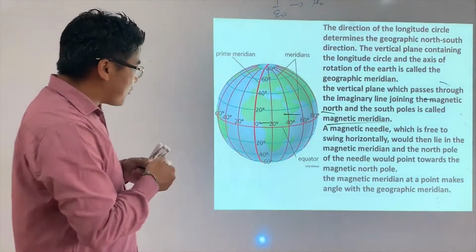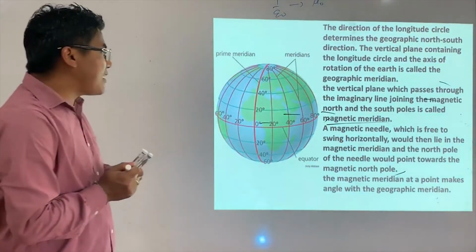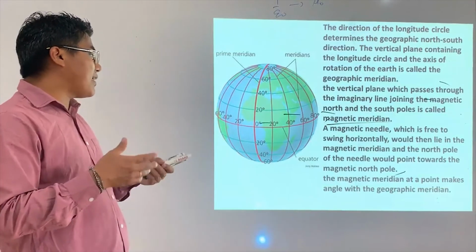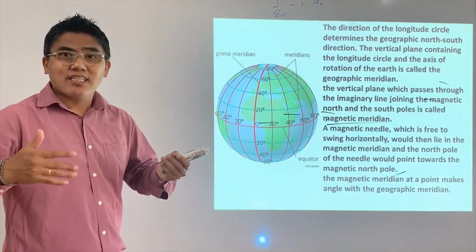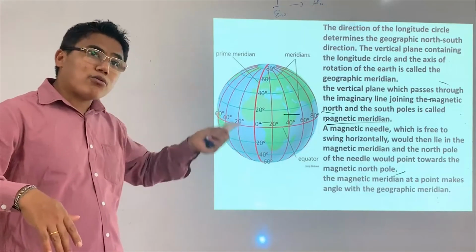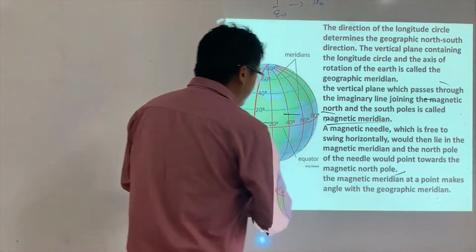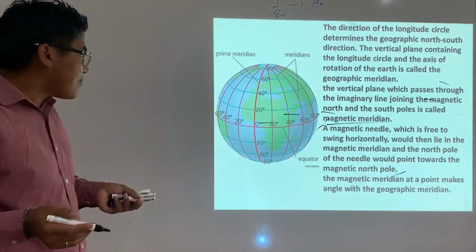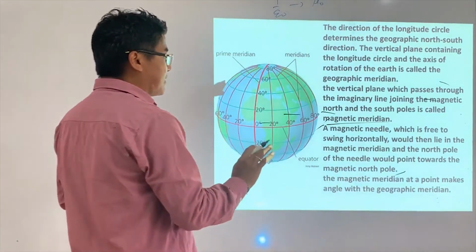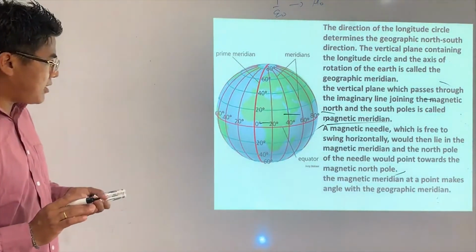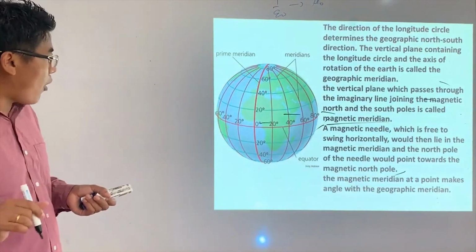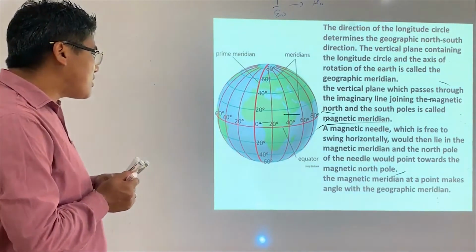This is very important. A magnetic needle which is free to swing horizontally would then lie in the magnetic meridian. Every time it lies in the magnetic meridian, and since the magnetic meridian connects magnetic north and magnetic south, you could know where magnetic south is and where magnetic north is. This speaks a lot. A magnetic needle free to swing horizontally would lie in the magnetic meridian, and the north pole of the needle would point towards magnetic north, and the south pole of the magnet would point towards magnetic south.